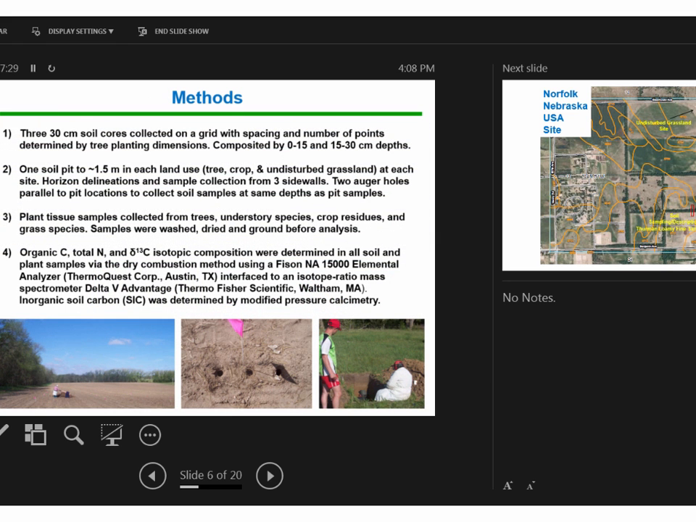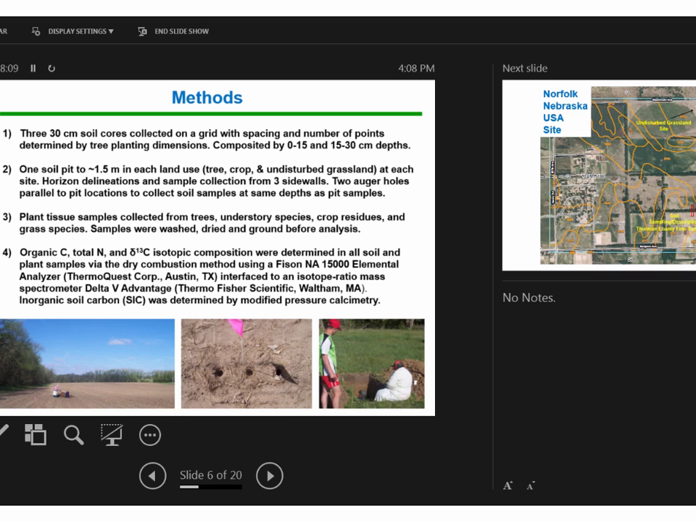The methods, two approaches here. We had a grid where we took shallow 30-centimeter soil cores, and then we had the soil pits where Yuri and Alexander, who are pedologists, did full profile descriptions, and we sampled through the soil profiles as well. Those pits generally went to about a meter and a half. They collected samples from three sidewalls, and they also did bucket auger samples along the way so that we didn't dig a pit in the wrong place. We had a little bit more confidence with those three sampling points that the pit was representing.